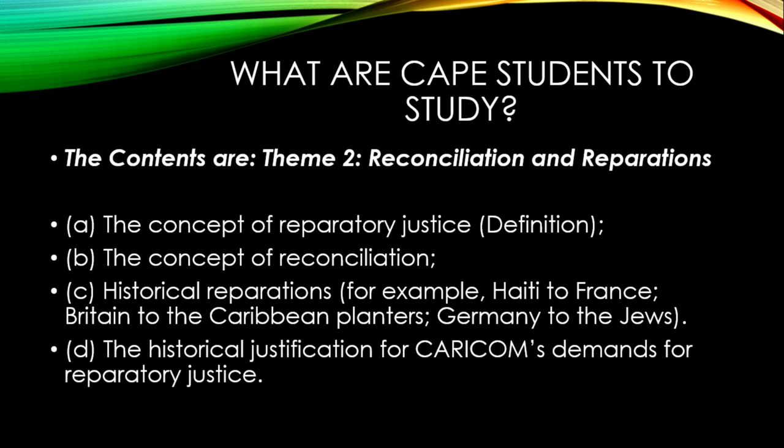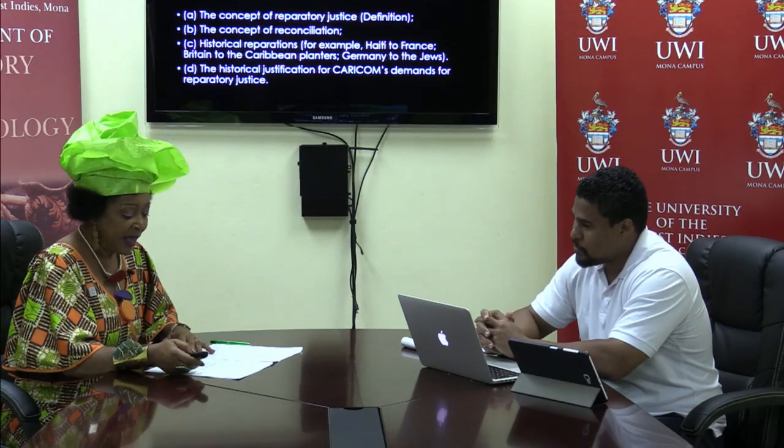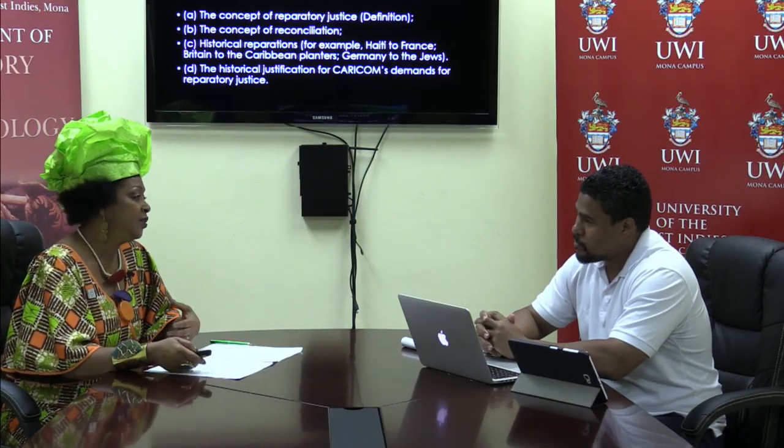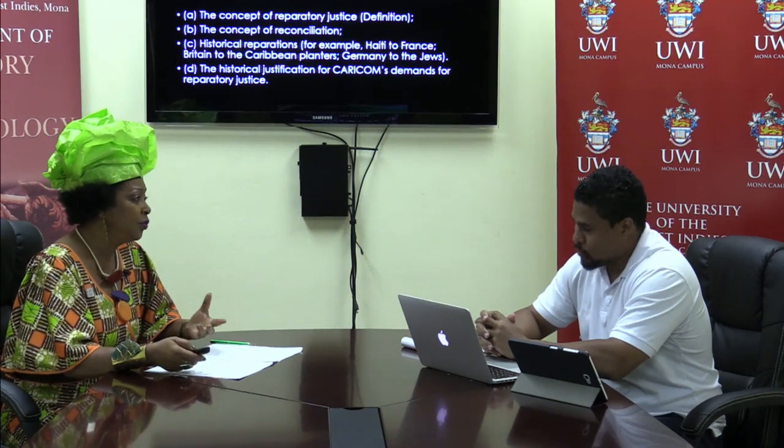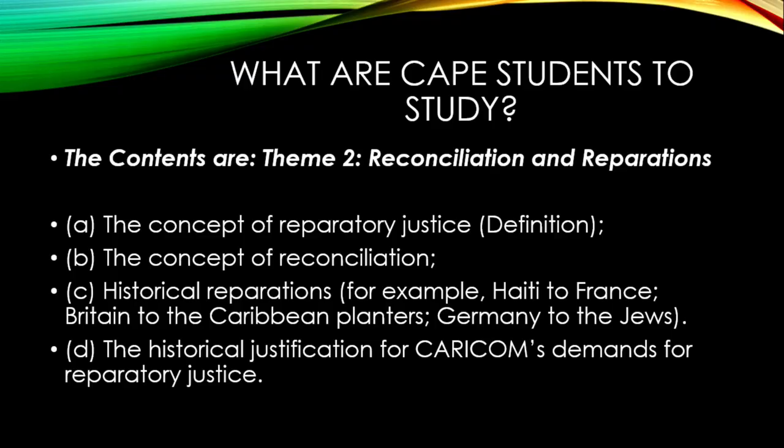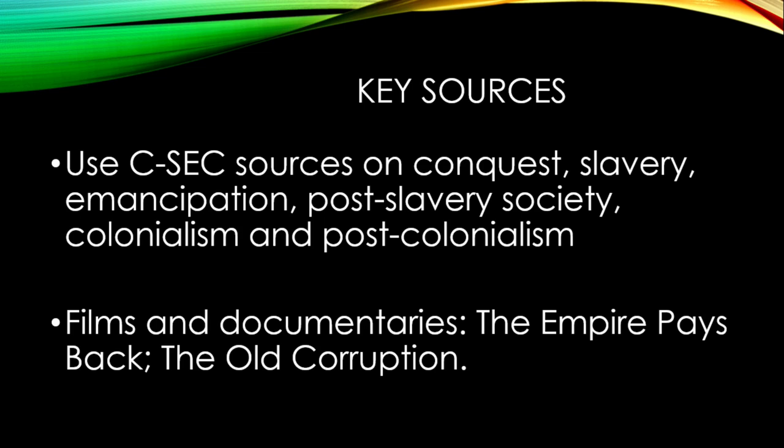And so obviously Haiti. They have to look at that. The compensation that Britain gave to the planters at emancipation, that's planter reparation. And then of course everyone talks about what the Jews got at the end of World War II. A little later than that, of course, 1952, but Germany had to pay up. So the Holocaust is talked about, the Jewish Holocaust. It's a historical precedent. Exactly. And then of course they have to understand the historical justification for why CARICOM is in this movement. So basically that's what they have to study.